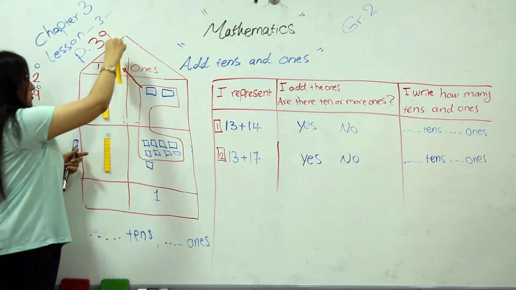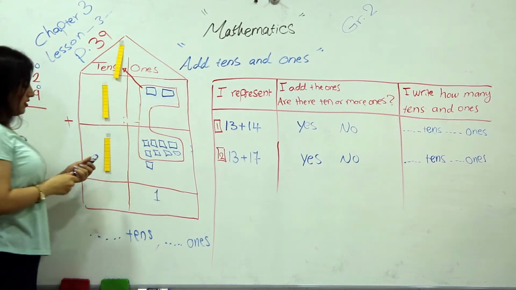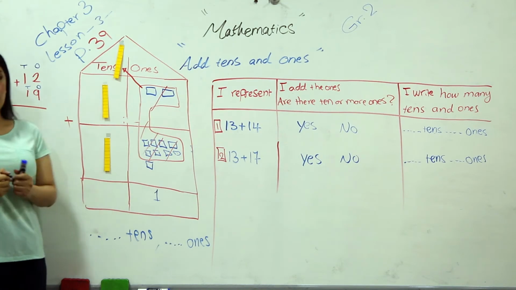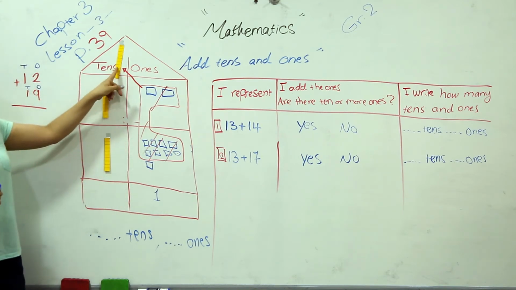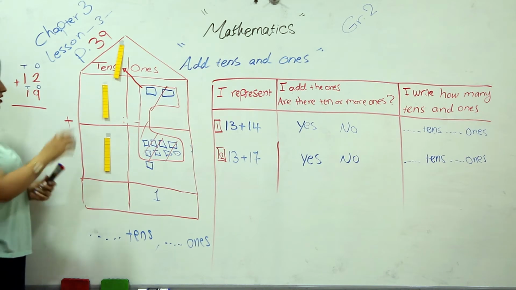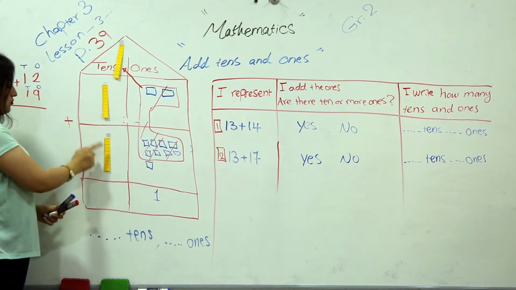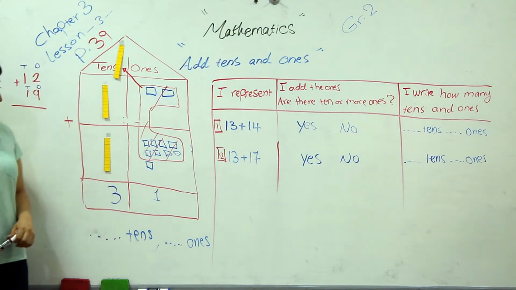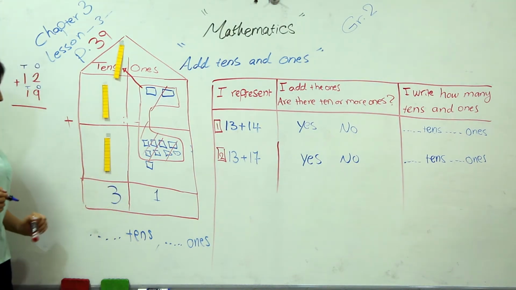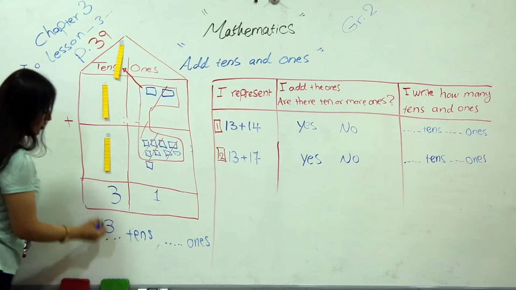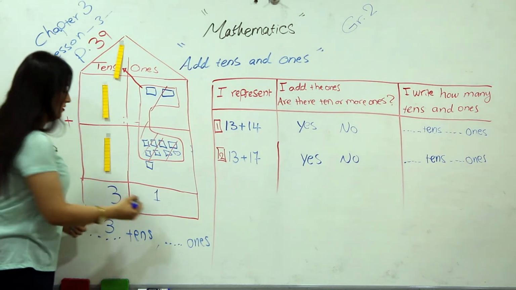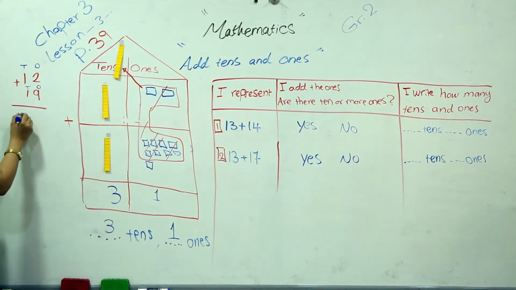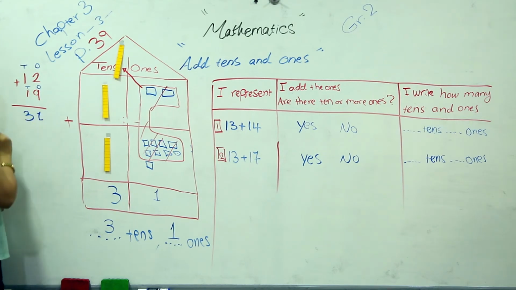We add 1 more ten, okay? That would be erased. Now, how many tens do we have? 1, 2, 3, okay? 1 plus 1 is 2, 2 plus 1 is 3. Okay. How many tens do we have here? 3 tens. And how many ones do we have? 1. So the total is what? 31.